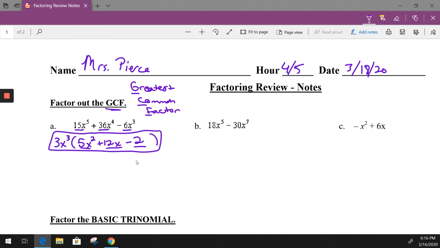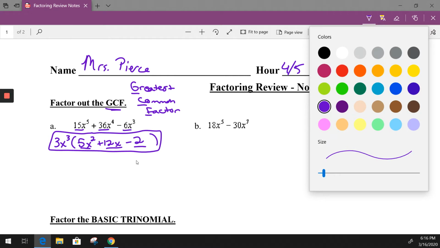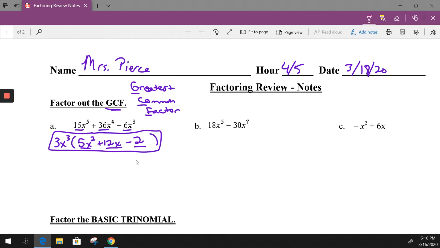Okay, so now we're going to go to the next example. I'm going to pick a different color. So the next example, I have 2 terms, although they're really not in the right order. So if I were to rewrite this in the proper order, the negative 30x to the 7th would go first. And then the 18, which is positive, x to the 5th would go next.